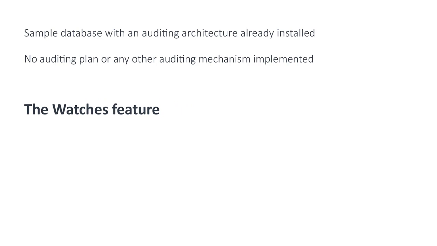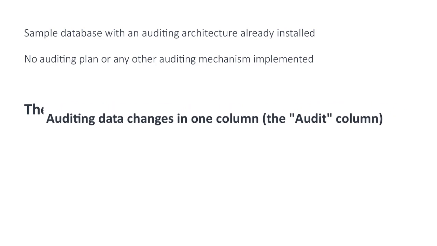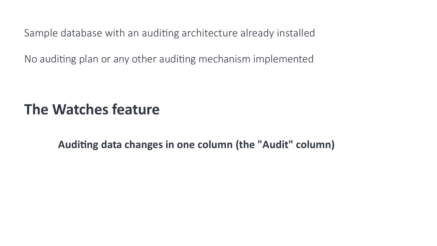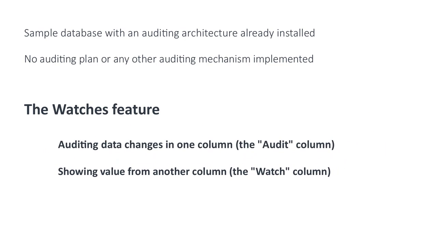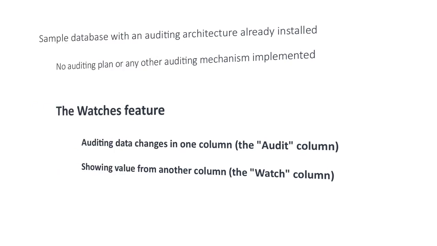Let's see what the Watches feature is designed for and how we can use it to improve the auditing process. Essentially, the Watches feature means that while auditing one particular column, called the audit column, we want to have the appropriate value from another column that belongs to the same table, called the Watch column, being shown in the auditing report each time a change occurs.